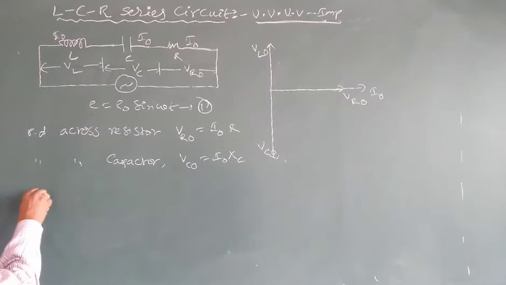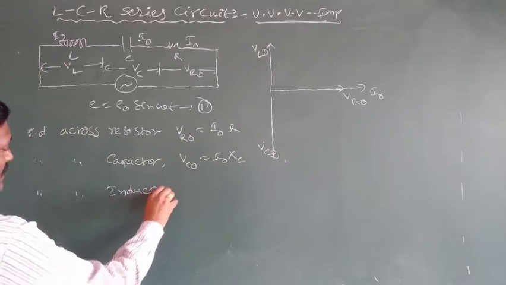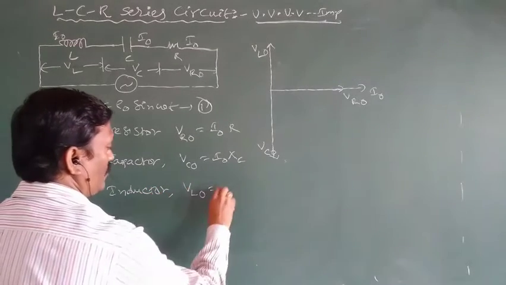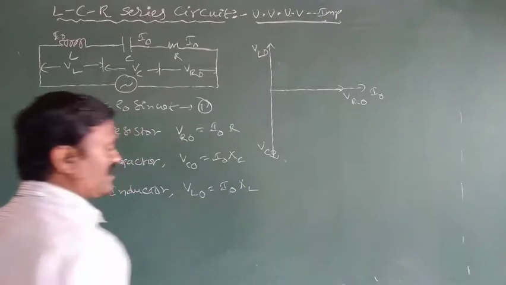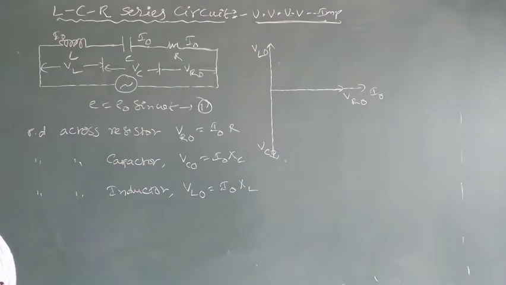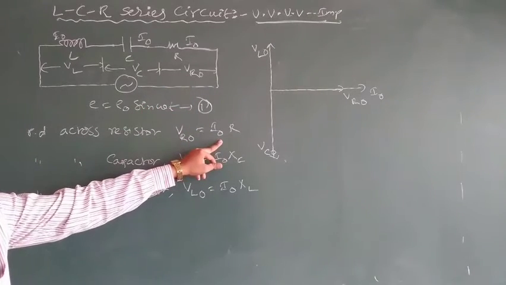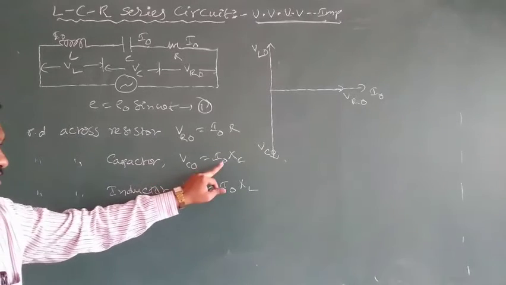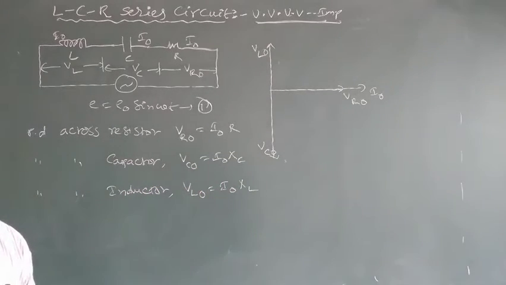Next, similarly, the PD across the inductor. The PD across the inductor VLO is equal to the product of peak current and the resistance of the inductor, which means XL. So first we assume the PD across the resistor VRO is I0R, the PD across the capacitor VCO is I0 into XC, and the PD across the inductor VLO is I0 into XL.